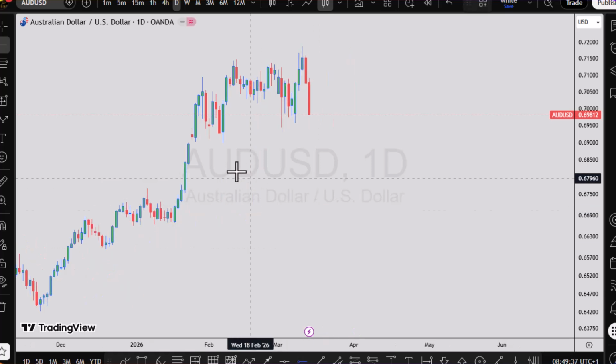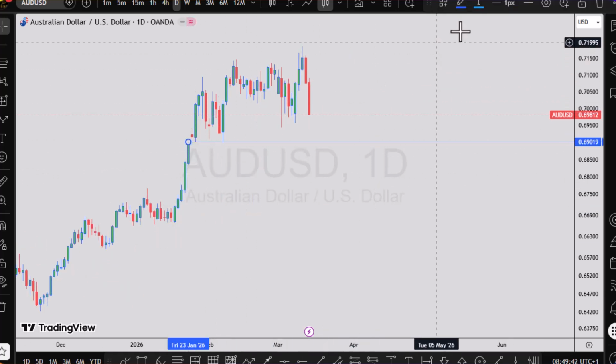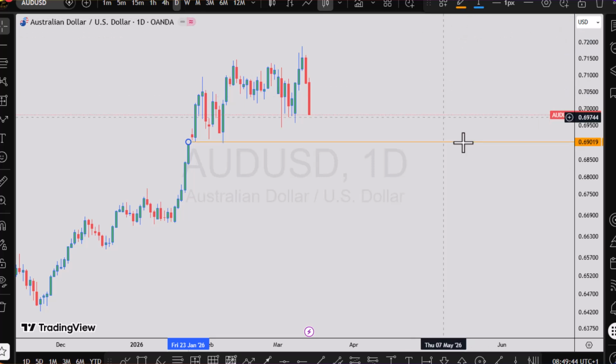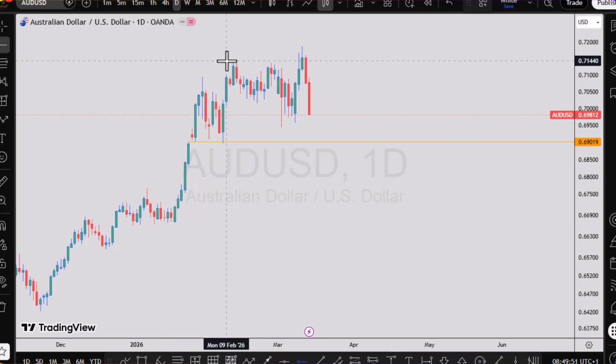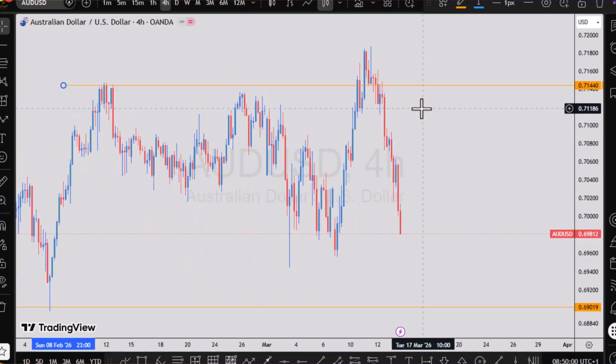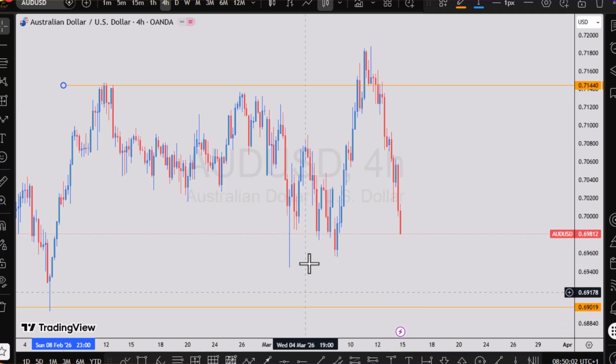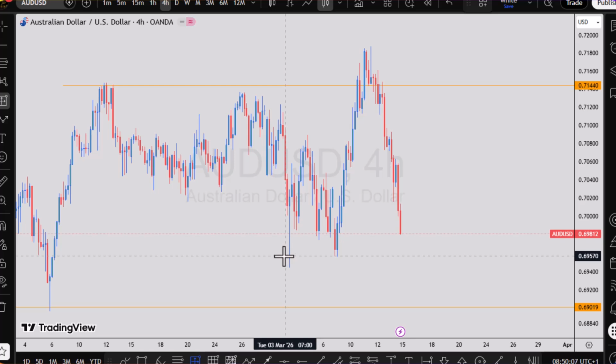AUD, we have some technical levels all the way down. You can see we have a key level structure at the price of the 0.69019. Yes, we have a key level resistance above, which acts at the price of the 0.71440. Right now we can move on to the 4-hour chart. On the 4-hour chart, we have some technical demand zones right here. You can see those levels right here.